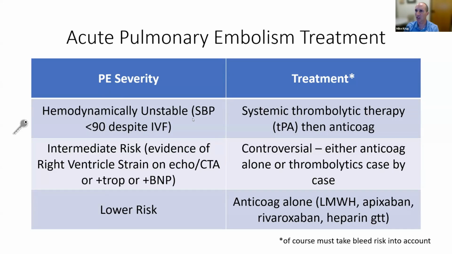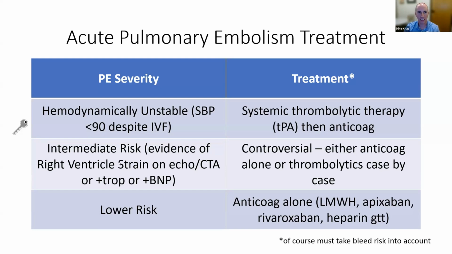That was not the case with this person. Remember, they had a normal blood pressure and they didn't have other signs of shock. So they don't get TPA. Intermediate risk, what is that? Well, they're normotensive, no shock after the fluids, but there's evidence that that blood clot in the lungs is backing up and causing strain on the right ventricle. That's intermediate risk, aka submassive PE.